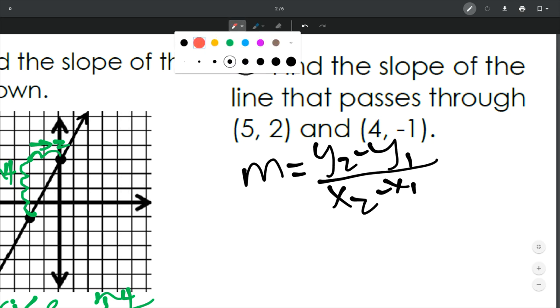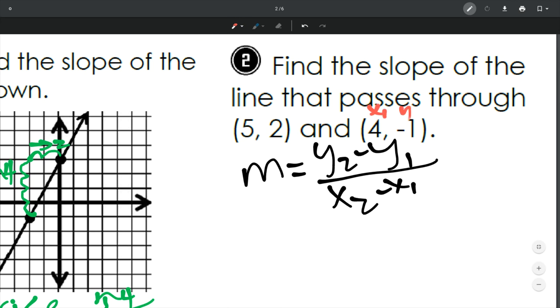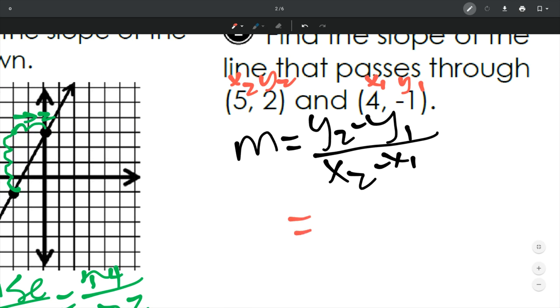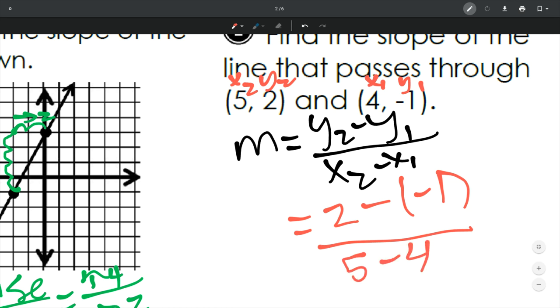So I'm going to make these my x1 and y1, and these my x2 and y2. And then you have to plug the numbers in. So it becomes 2 minus, because it's a negative, we're going to use parentheses, negative 1, all over 5 minus 4. And then you do 2 minus negative 1, which gets you 3. And then 5 minus 4, which gets you 1, which simplifies to 3.